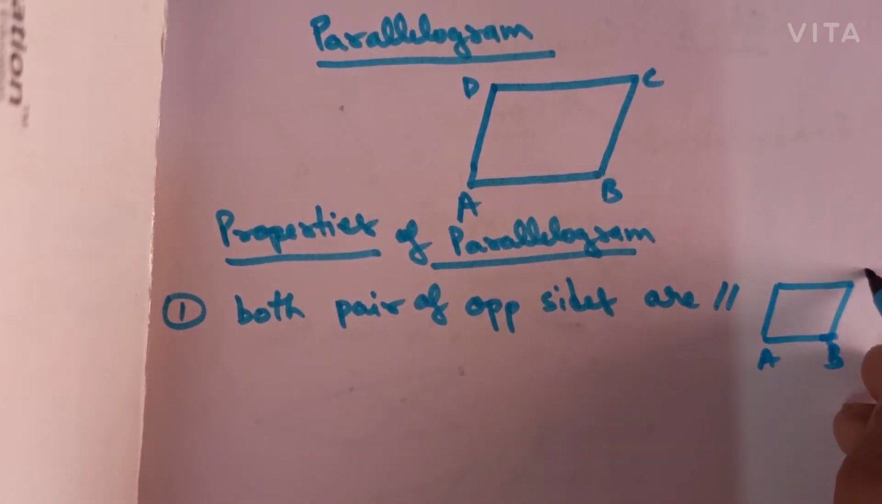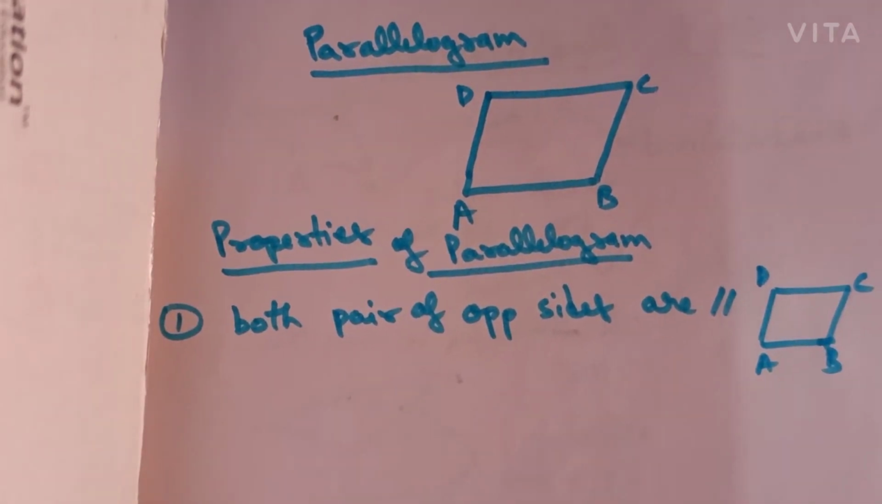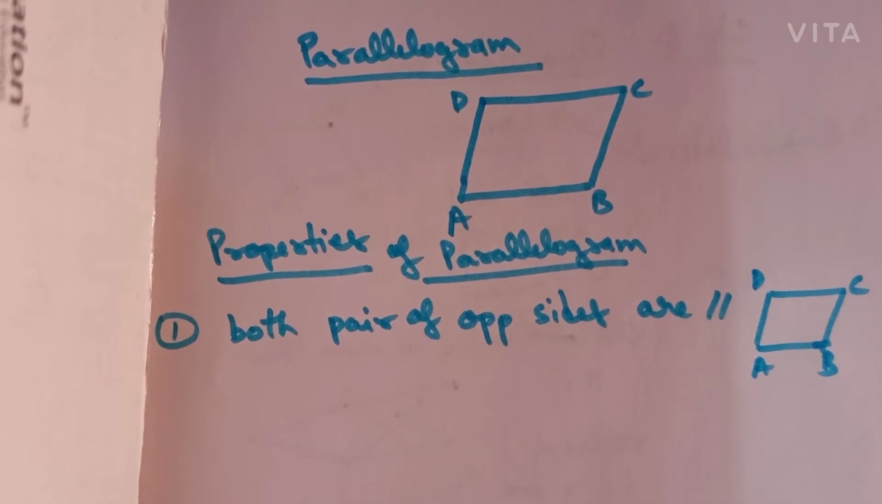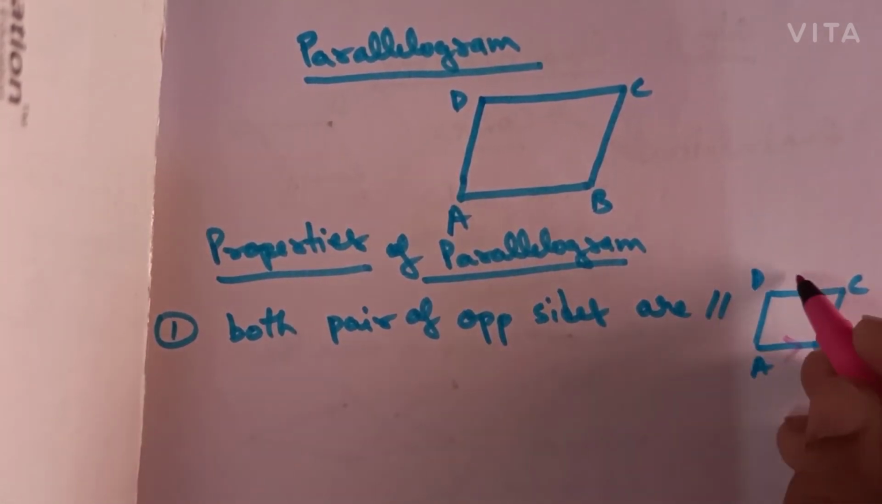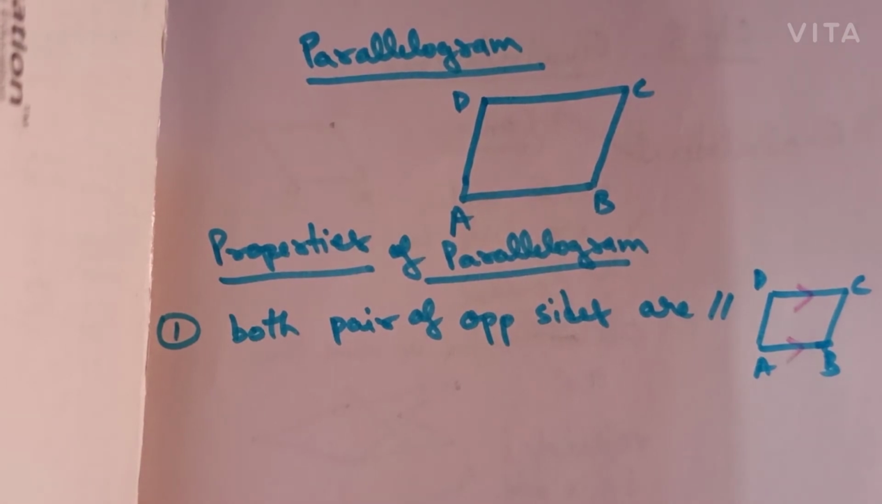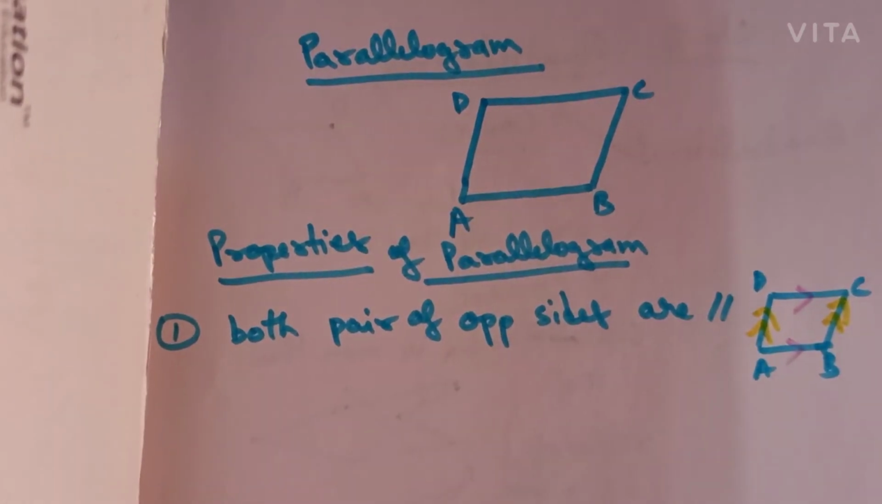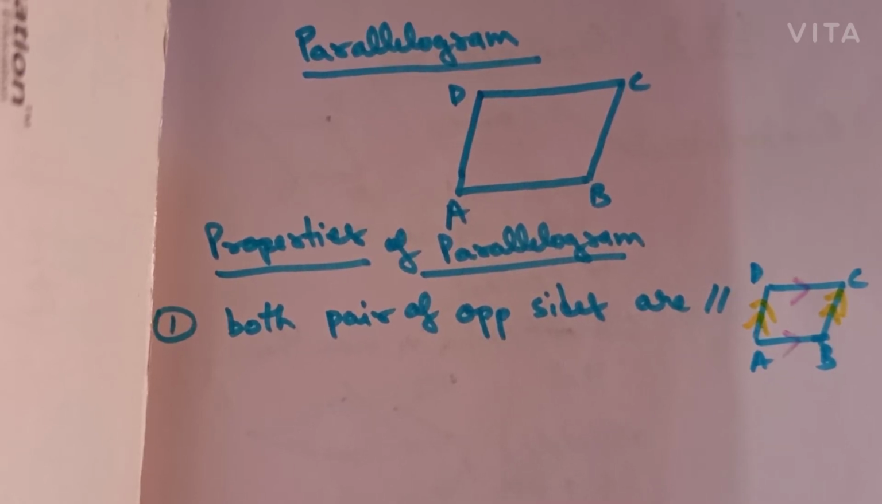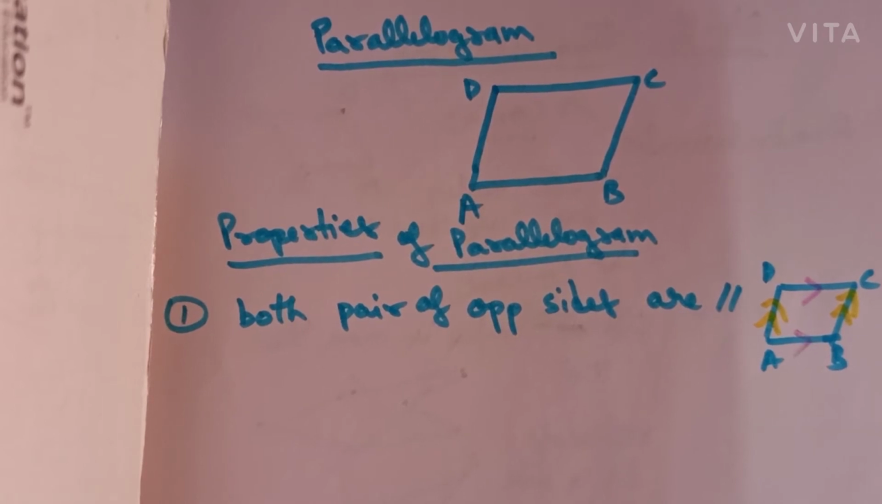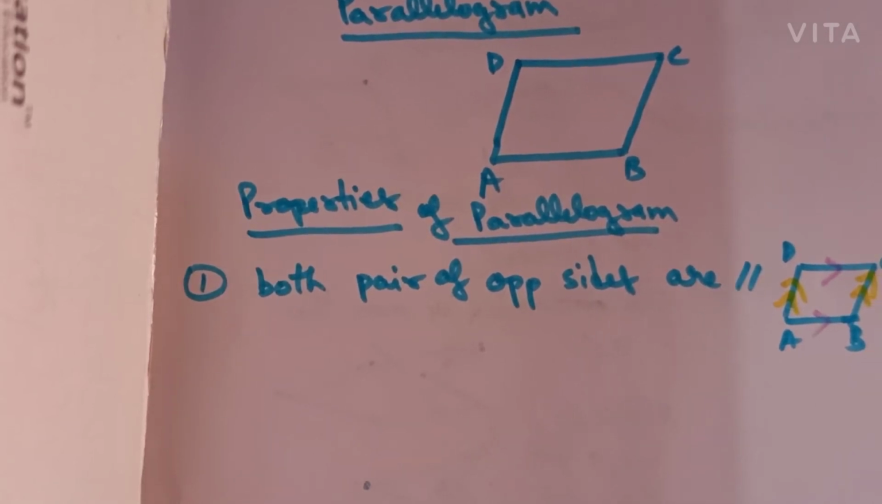ABCD, so in this we can see that AB and CD will be parallel to each other, one pair, and the other pair, that is AD, will be parallel to BC. So both pairs of opposite sides are parallel to each other. Okay, this is the first most important property. Or we can also say from here that if in any quadrilateral both pairs of opposite sides are parallel to each other, then that quadrilateral is a parallelogram.